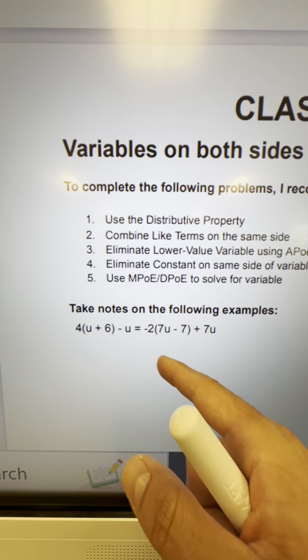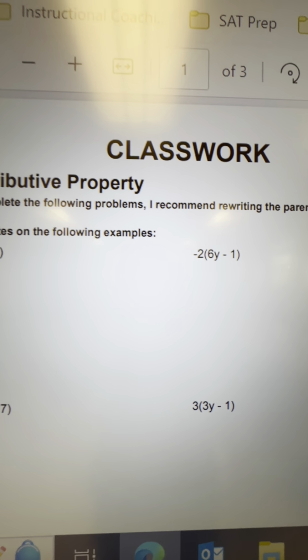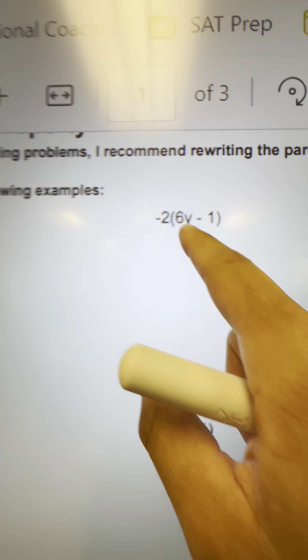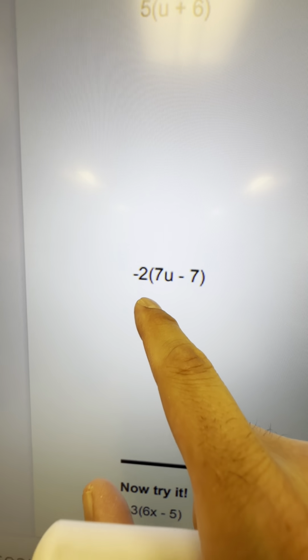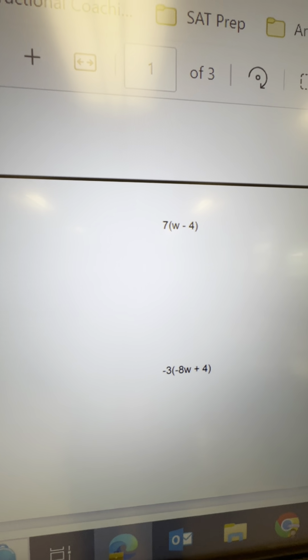So I'm going to show you these two examples here, and you're going to try to as well. And in the first page, I'm going to go over 4 examples where in 2 of the examples, you're going to be distributing a negative number. So I'm going to show you a strategy for that. And then you're going to go down here and try it yourself as well.